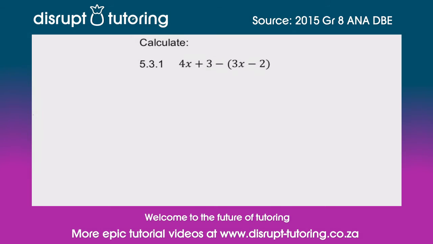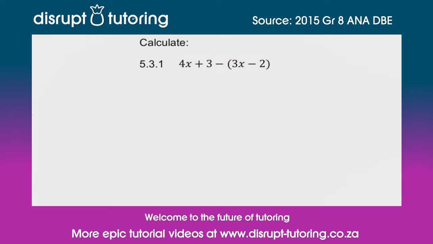Today we've got a question where we need to try and simplify an algebraic expression, and we're going to get straight into the question. So they've asked us to calculate 4x plus 3 minus, and then open brackets, 3x minus 2 close brackets. Right, so what's always important with a question like this is we need to follow BODMAS.